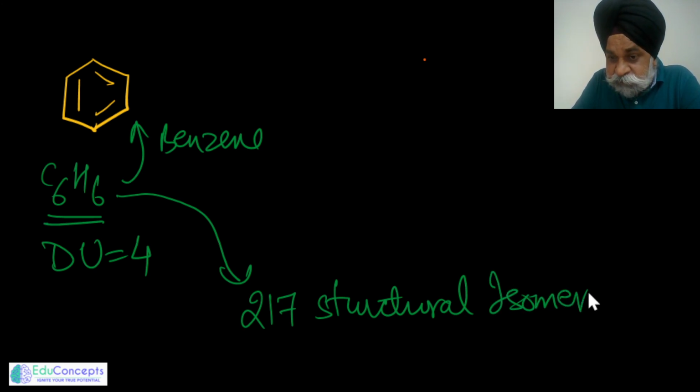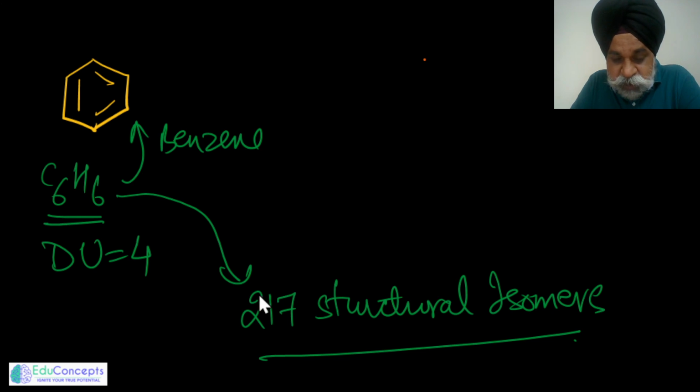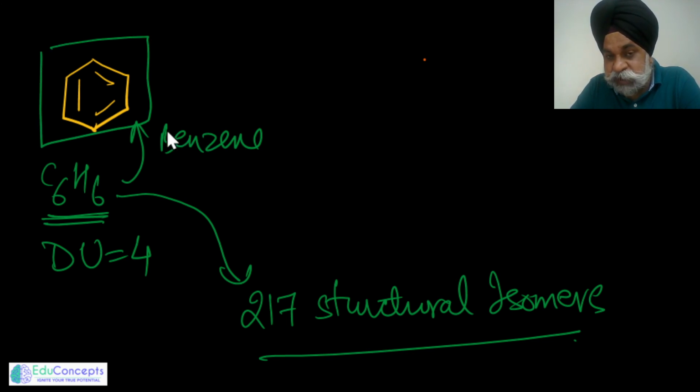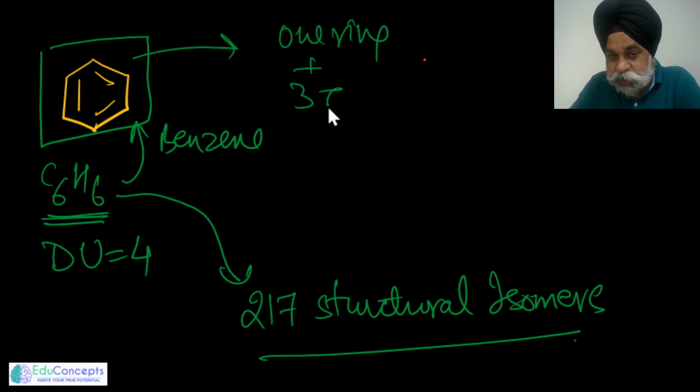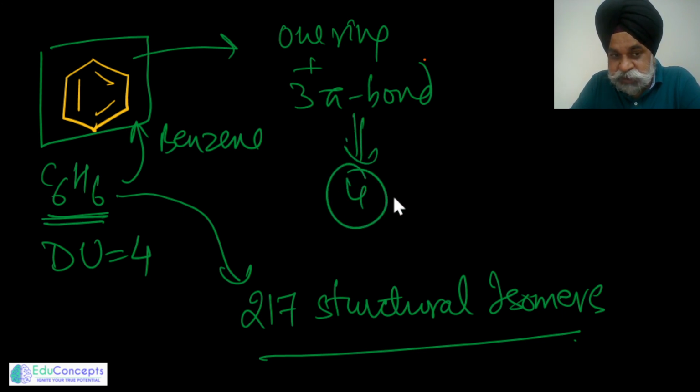If you could recall, or for those who are new, in session 1 I showed you that C6H6 can theoretically be represented in more than 200 forms. That is so beautiful, and out of those 200 forms, this particular design is called benzene, for which the degree of unsaturation is 4. Why is it 4? Because there is one ring and 3 pi bonds. So that makes the degree of unsaturation 4.